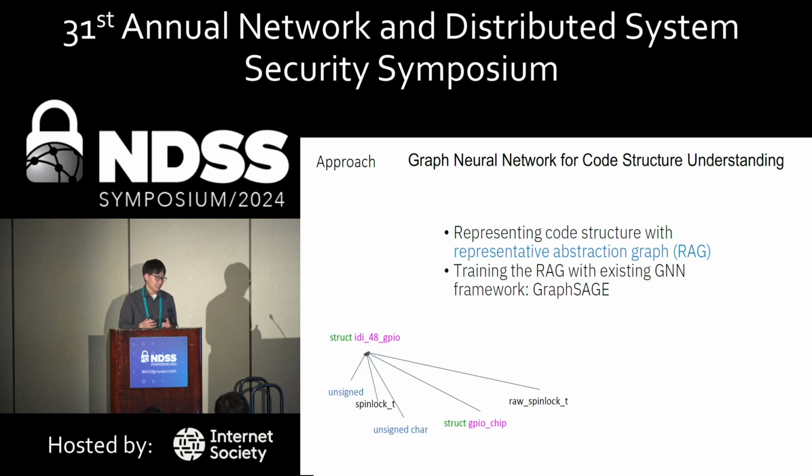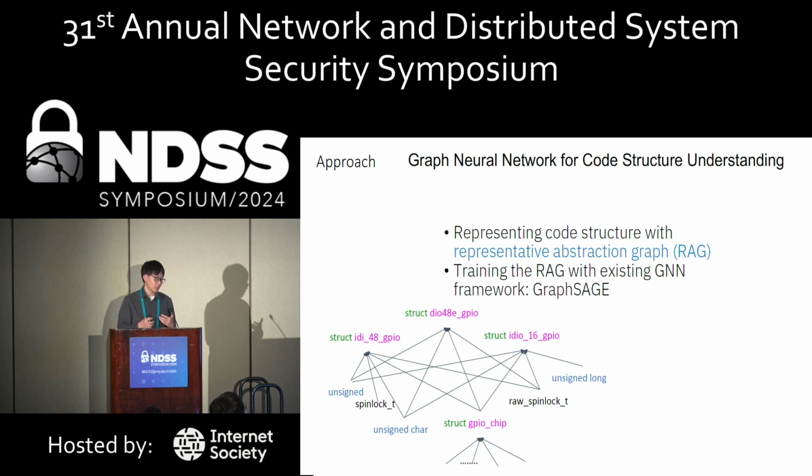And for example, for this struct type, the GPIO device struct type, because it includes the unsigned integer and the spin lock, the information of these types will be aggregated into this struct. And for another GPIO device structure, it's actually similar because it can also be aggregated from similar subtypes.